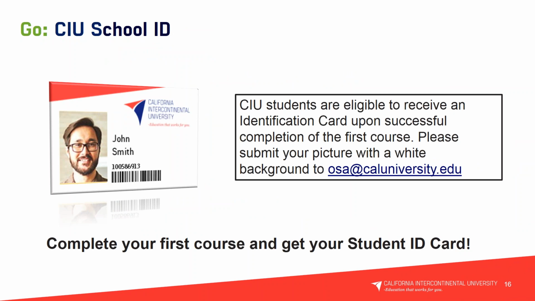School ID. As a CIU student, even though you're online, you are still eligible to get your ID card. You'll get it after your first class, and it shows your pride. There are a lot of companies, like movie theaters, that have discounts because you are a full-time student as well. All we need is a professional picture with a white background. You can email that to us now or after the first class. You can submit it to osa@caluniversity.edu, or email it to any of us individually too. We'll have your student ID mailed to you at no charge.